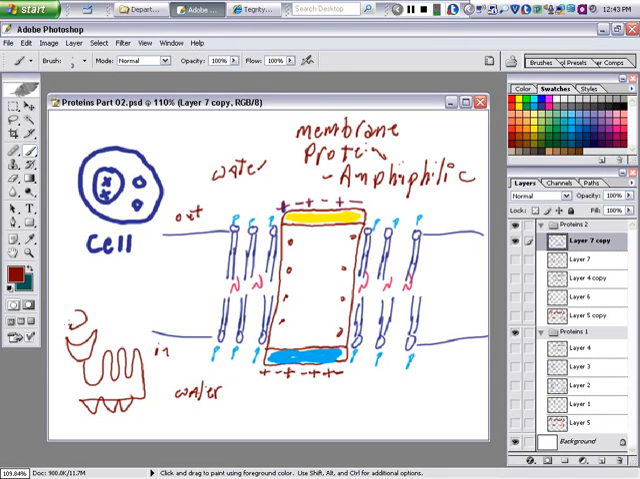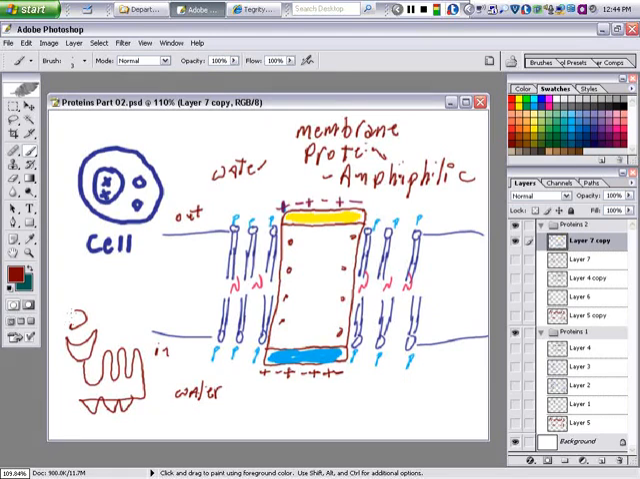Excellent. Okay, and so that's all we're going to say about membrane proteins. We talked about 3 types of proteins. Fibrous proteins, which are completely structural. Globular proteins, which are rounded. And then membrane proteins, which are amphipathic or amphiphilic. Everyone okay with those? Excellent.